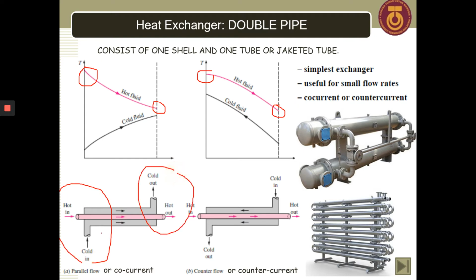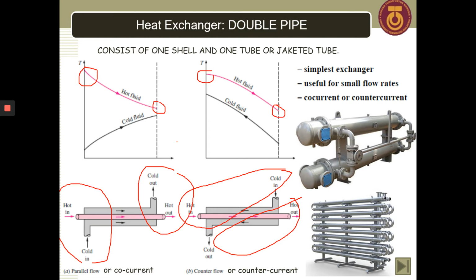For parallel, you know that this part should be in the same direction, both inlet, and this part should be both outlet for the hot and cold stream. It is different for counter current. So you cannot make a circle here because this is in and this is in. So in is actually like this for counter current, and out is actually like this. This is the simplest heat exchanger.